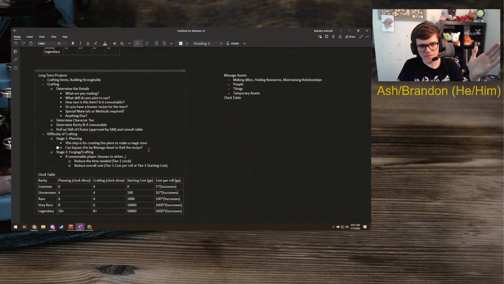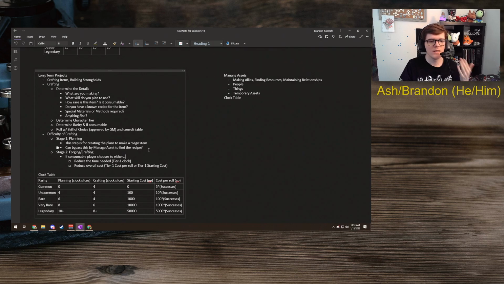Finally, if the item is consumable, the player can choose to either reduce the time needed, reduce the clock by 1 tier, or reduce the overall cost, which would reduce the tier 1 cost per roll or the tier 1 starting cost. And you could probably choose to do both. I don't think that would make a huge impact on the game. Players are usually made of money in 5th edition, so.